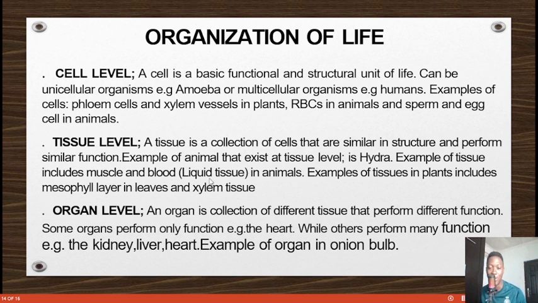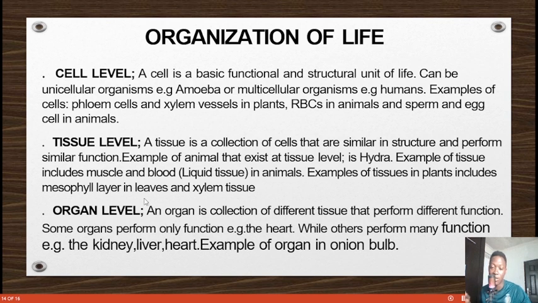Another thing is the blood. Blood is also called liquid tissue in animals, because it contains many different kinds of cells, like the red blood cells and the white blood cells that I've mentioned. So, liquid tissue in animals, blood, guys. Examples of tissues in plants include the mesophyll layer in leaves and the xylem tissue. So guys, always remember that. That's the tissue level.